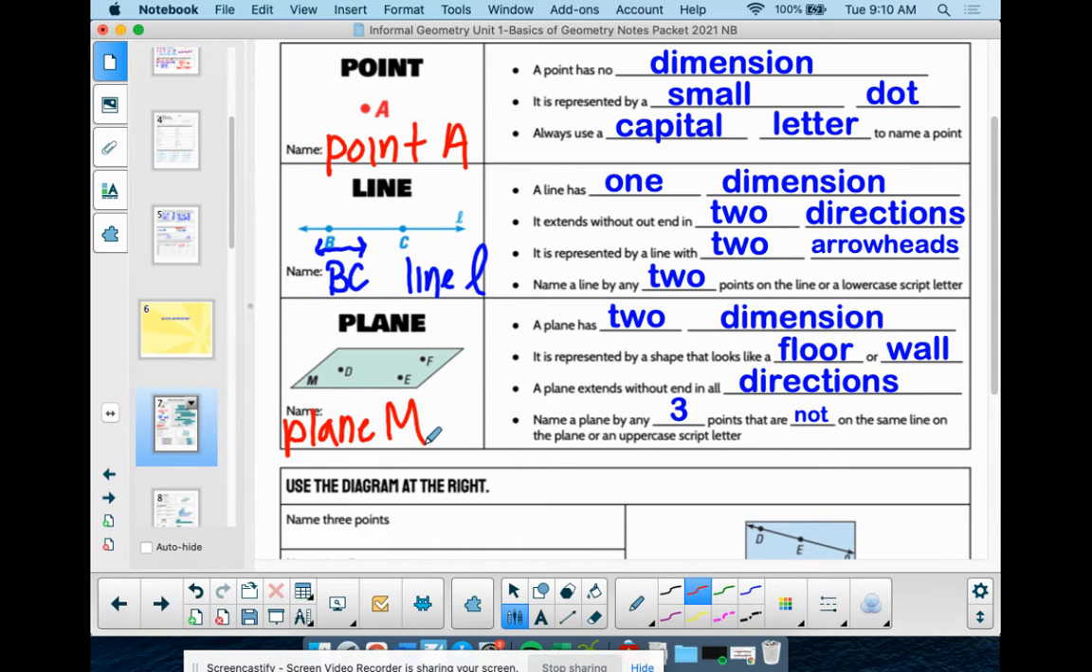Or 3 points that are not on the same line. Is there any way I could draw a line without picking up my pencil through all those points right there? No. So I'm going to use those points to name it. So I'm going to call it plane DEF or FDE, whatever version you want to use. Just use those 3 points. The order doesn't matter. But the E first, the F first, it doesn't make a difference.